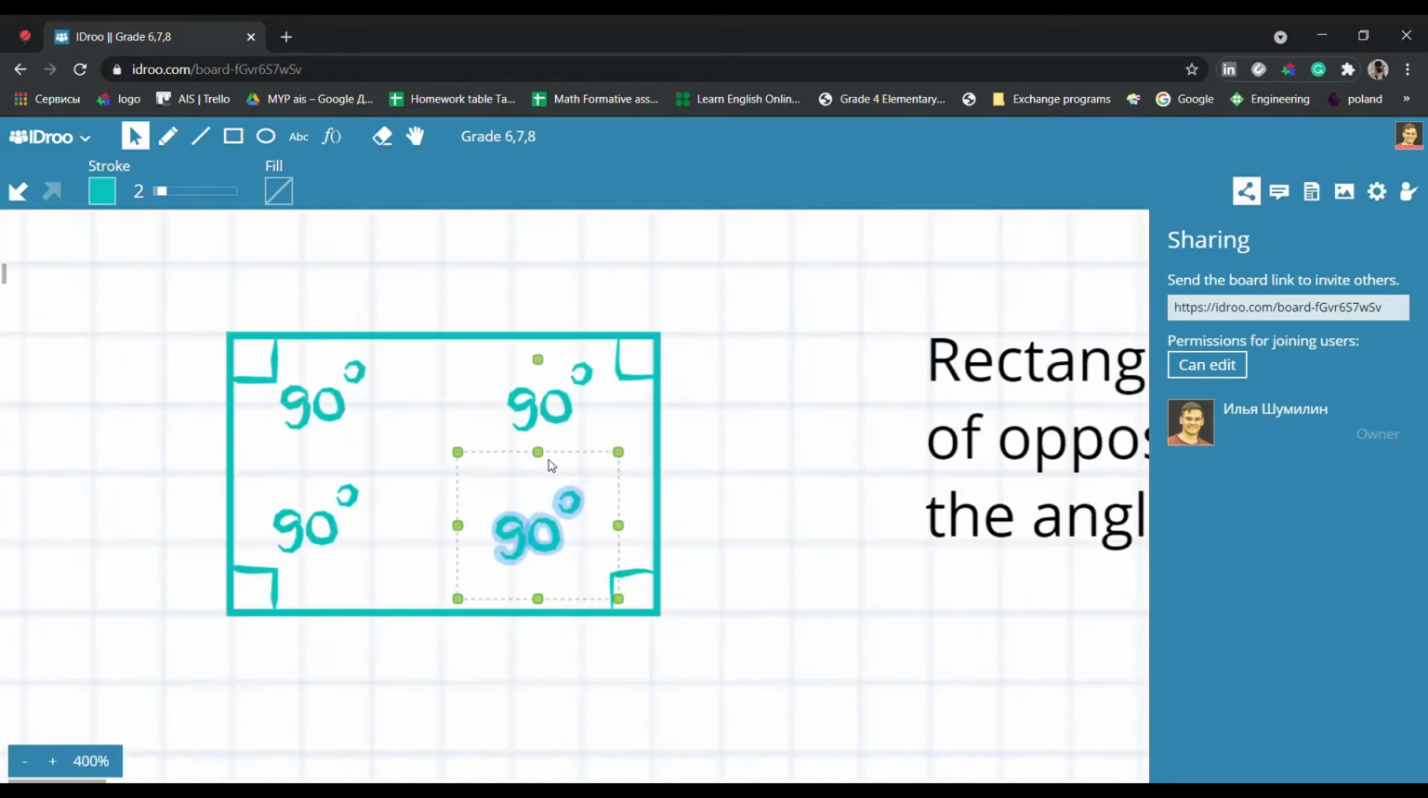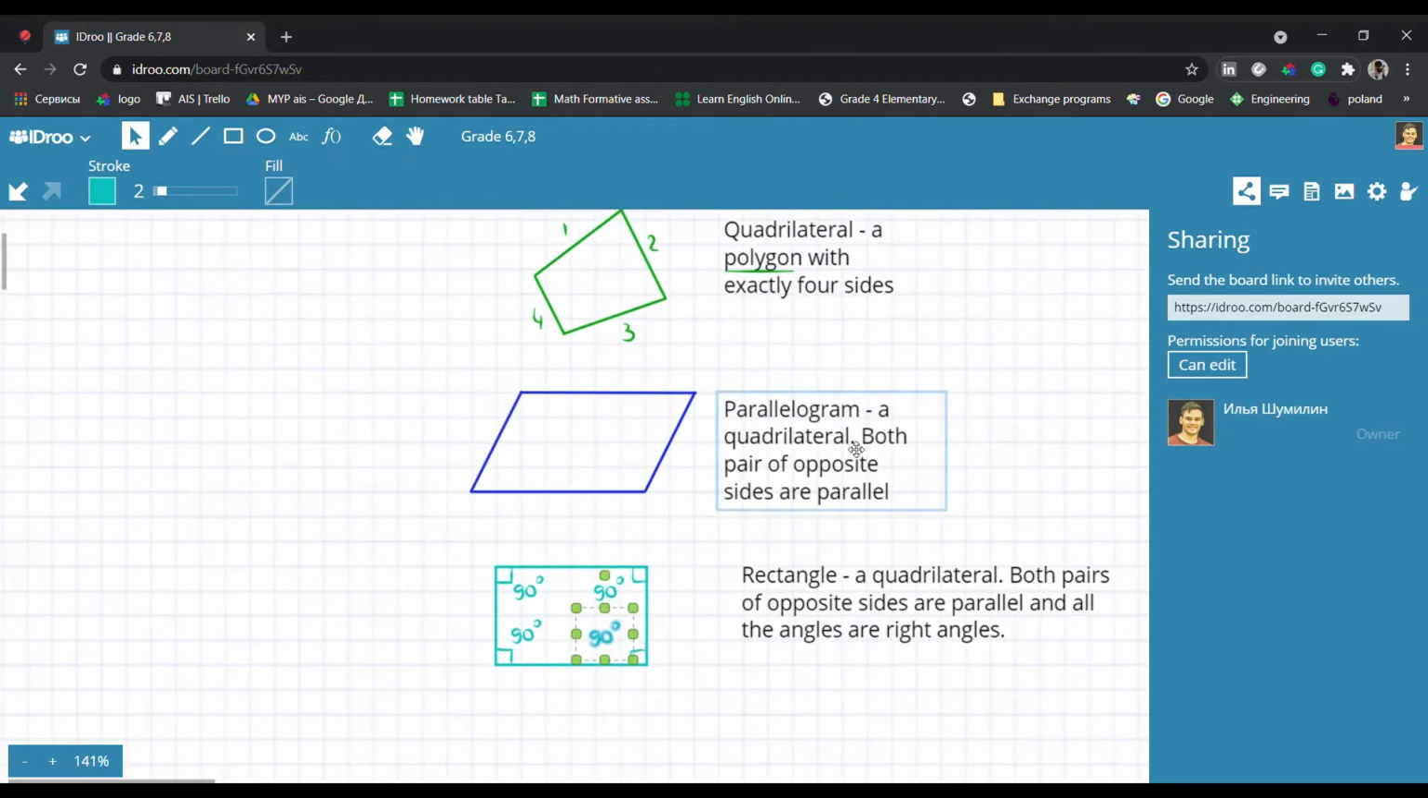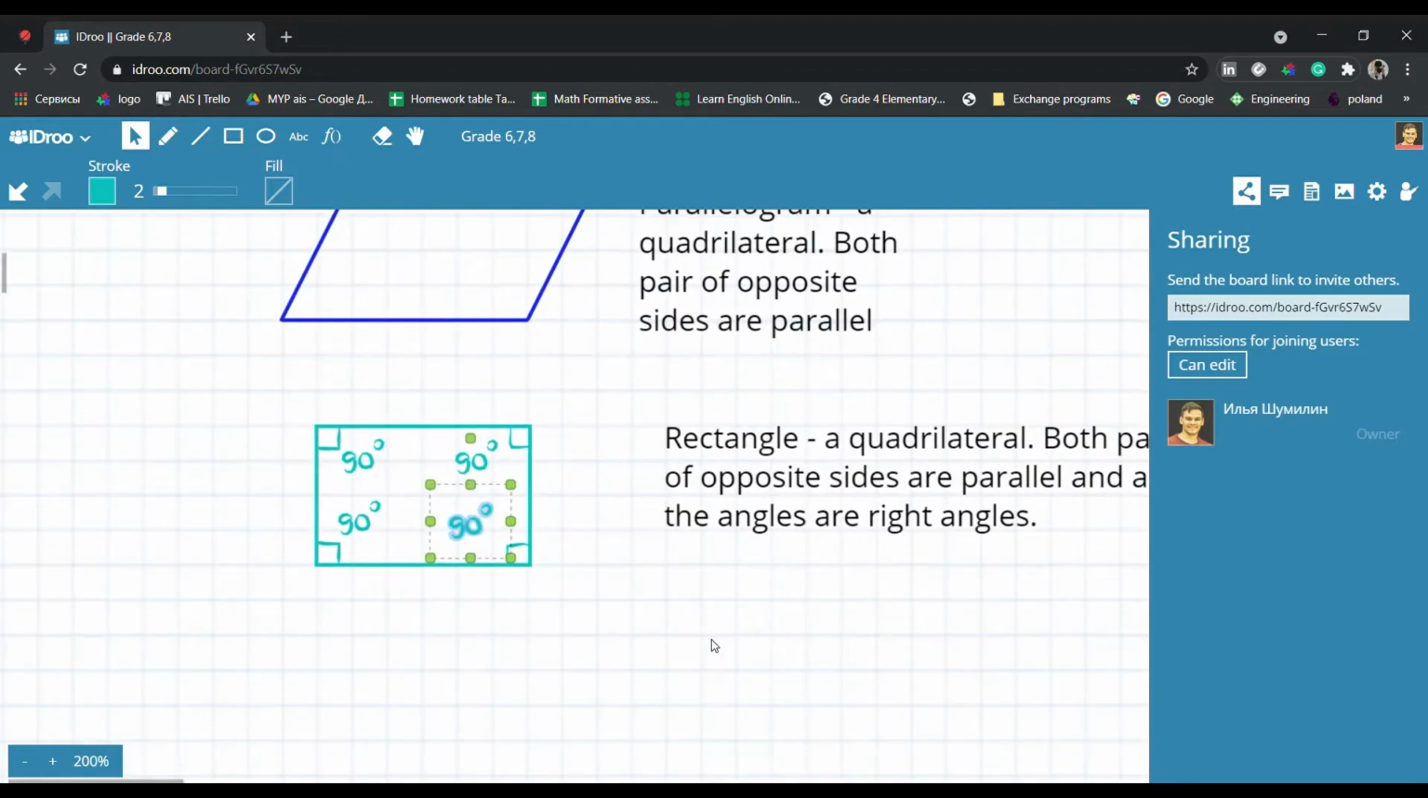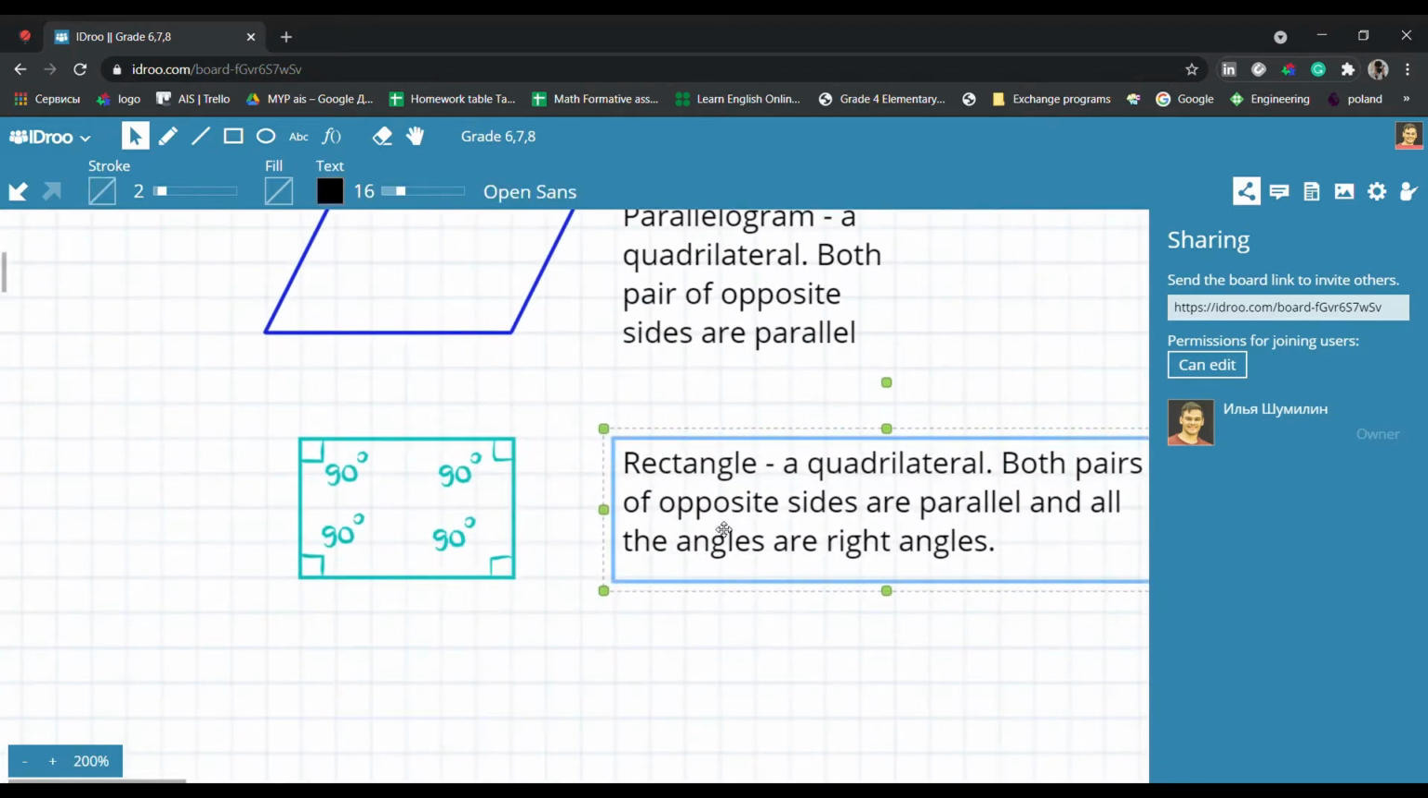Some of you can tell me that the sum of four angles in a polygon or in a quadrilateral should be 360, and that person is totally correct.